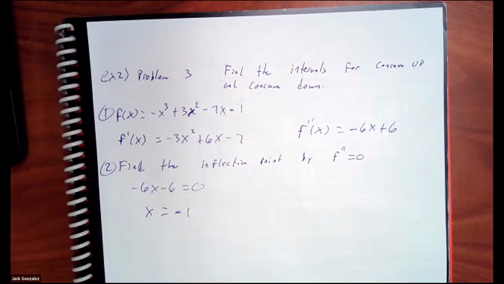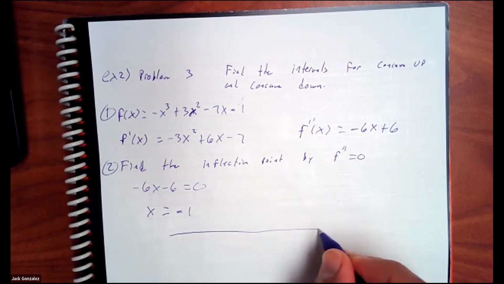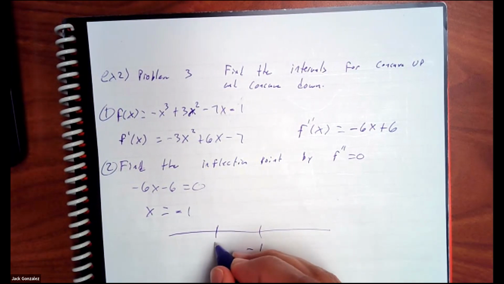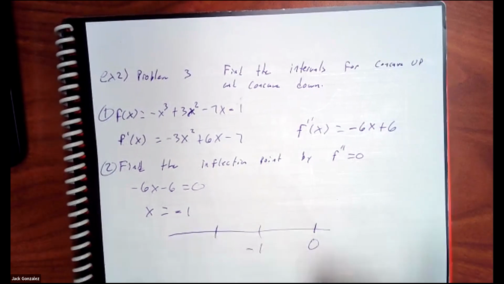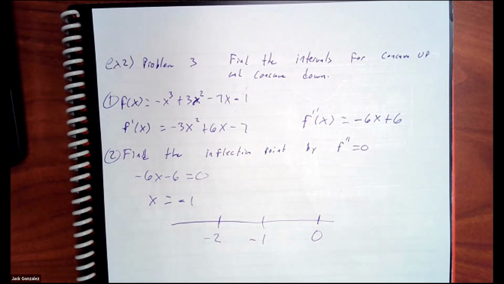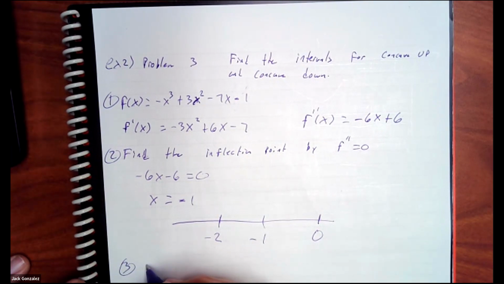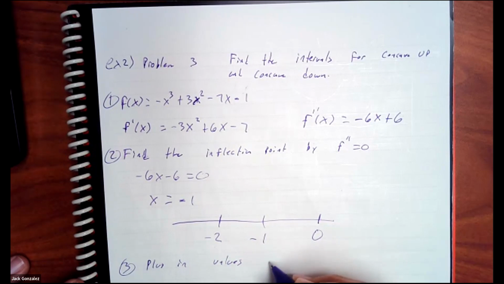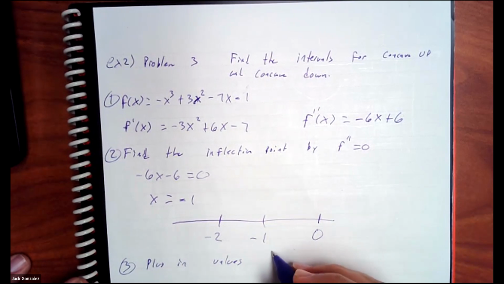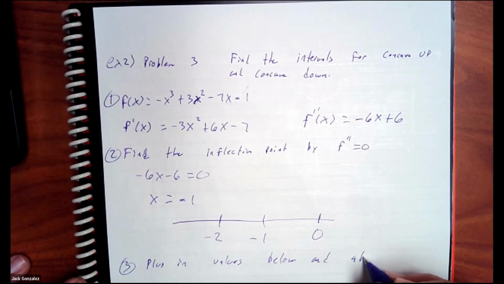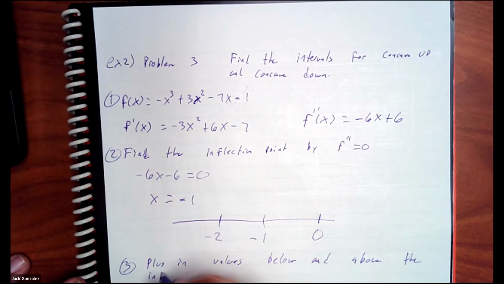Okay. So test around 1. So I'm going to choose 0. I'm sorry, 0 is over here. Okay. Step 3. Plug in values for, I should say, below and above the inflection point.